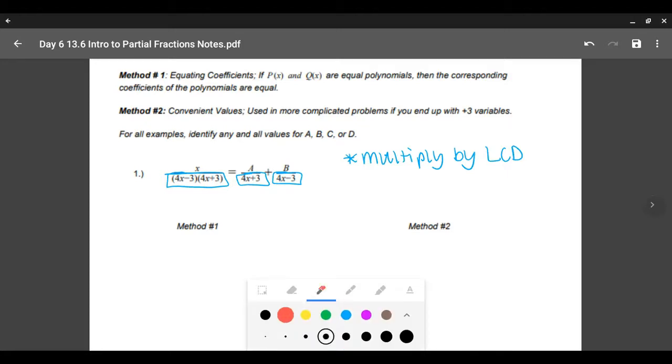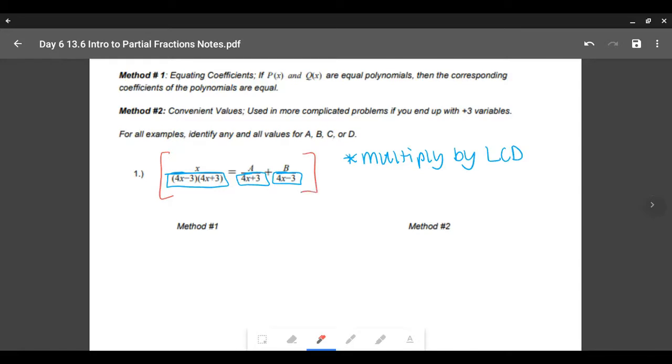Well, I need something that will cancel out all parts of the denominator. So if I multiply by 4x minus 3 and 4x plus 3, that will eliminate the entire denominator on the left side of the equation, and I'm just left with x. In the second fraction, the 4x plus 3 will cancel out with the 4x plus 3. That leaves me with a times 4x minus 3. And in the third fraction, I'm going to cancel out the 4x minus 3 with the 4x minus 3 there. So all I have left is b times 4x plus 3.